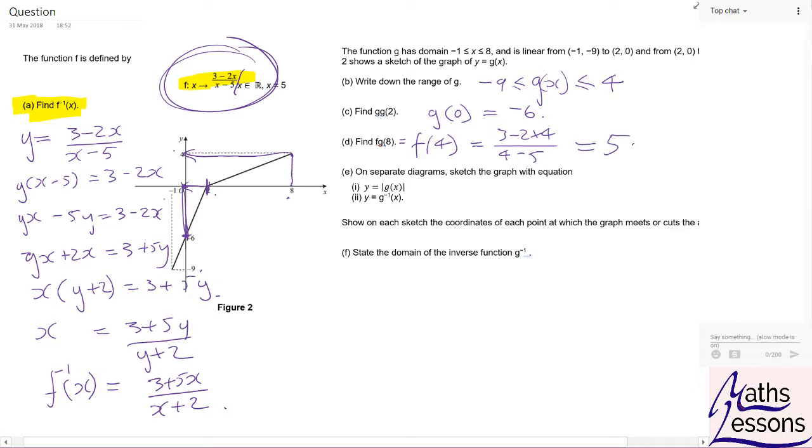Okay, for part E, on separate diagrams, sketch the graph of the equation y equals mod g of x. So let me just get some axes. Just looking at this one.